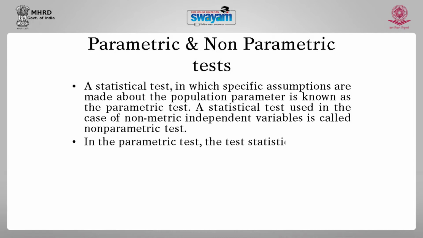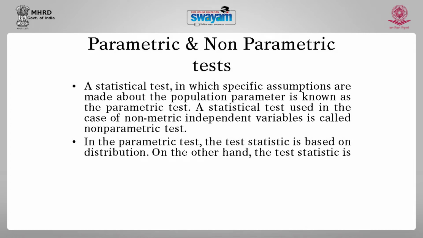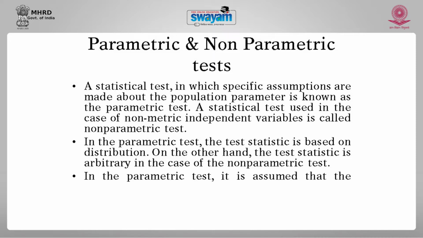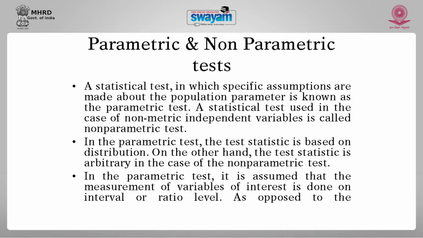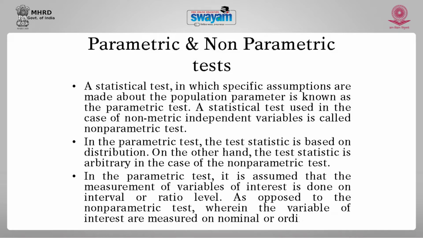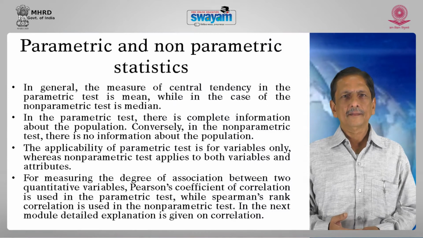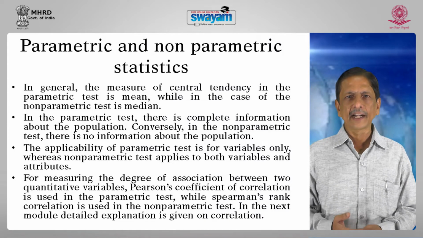In the parametric test, the test statistic is based on distribution. On the other hand, the test statistic is arbitrary in the case of non-parametric test. In the parametric test, it is assumed that the measurement of variables of interest is done on an interval or a ratio scale, as opposed to the non-parametric test, wherein the variables of interest are measured on a nominal or an ordinal scale.